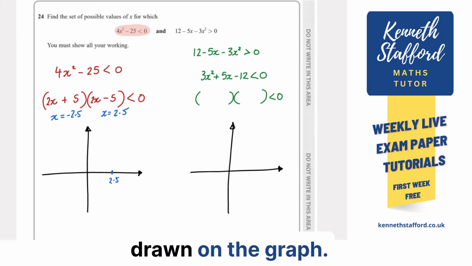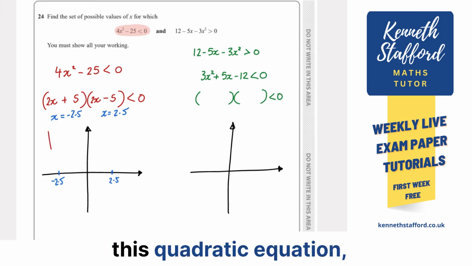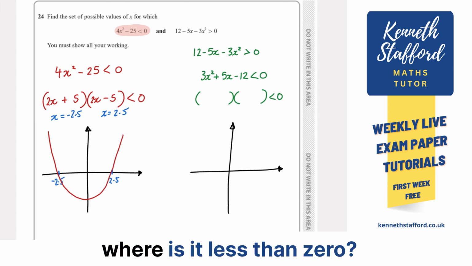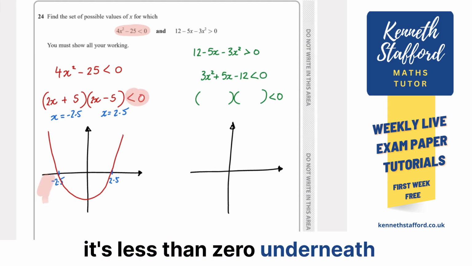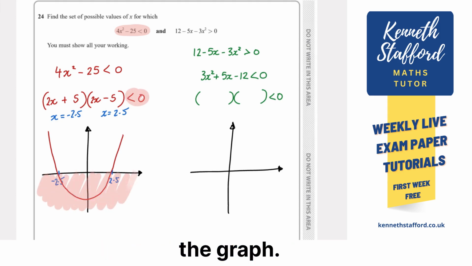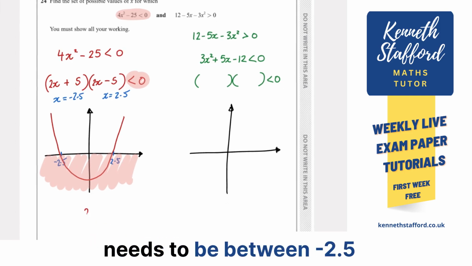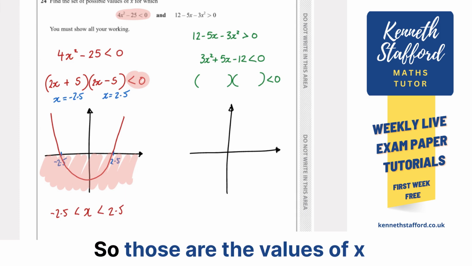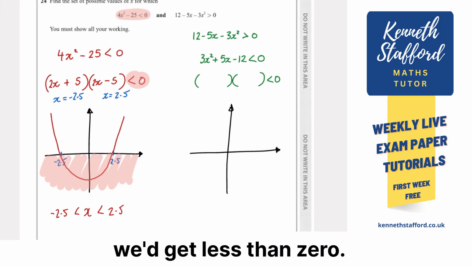And the roots can be drawn on the graph. And what this would look like, this quadratic equation when graphed like this, where is it less than 0? Well, it's less than 0 underneath the graph. So the solutions to this are x needs to be between minus 2.5 and positive 2.5. So those are the values of x that if we substitute them in, we'd get less than 0.